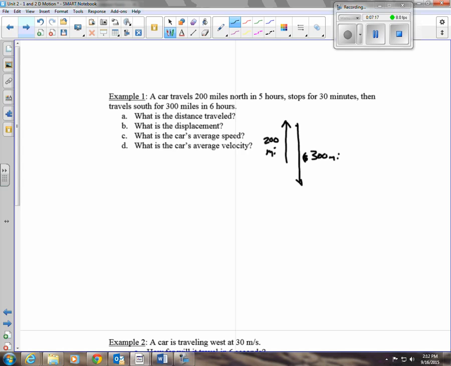Okay, now, part A, we want the distance. I'm going to use the letter delta x for distance, but I have to remember that it's not a vector in this case. I went 200 one way, then 300 the other way. Altogether, I went 500 miles.